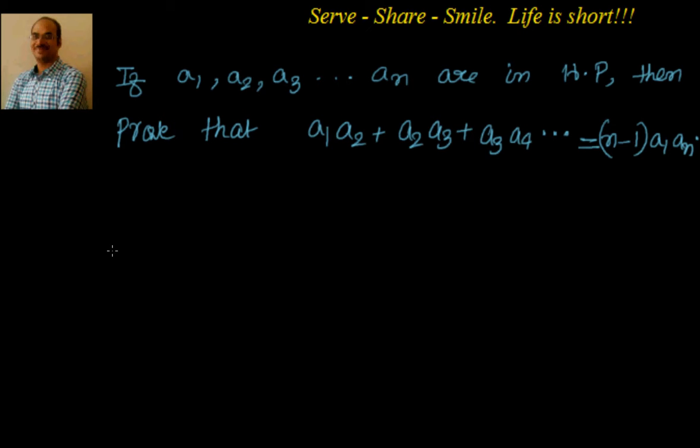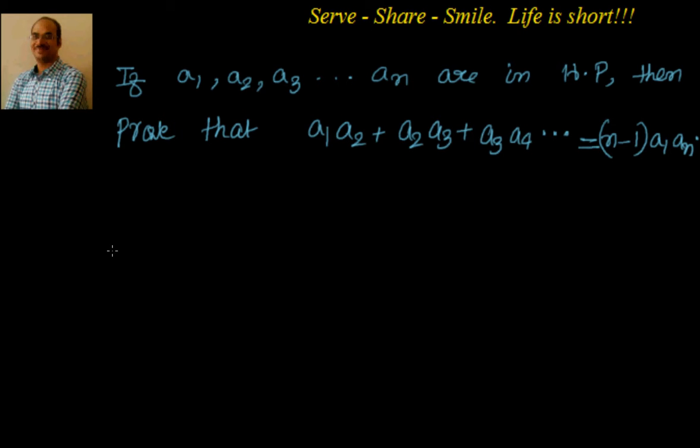Let's look at sequences and series. Previous year's IIT question: if A1, A2, A3 up to AN are in harmonic progression, then prove that A1A2 plus A2A3 plus A3A4, like that up to n terms, is equal to (n minus 1) into A1 into AN. This is what we have to prove.